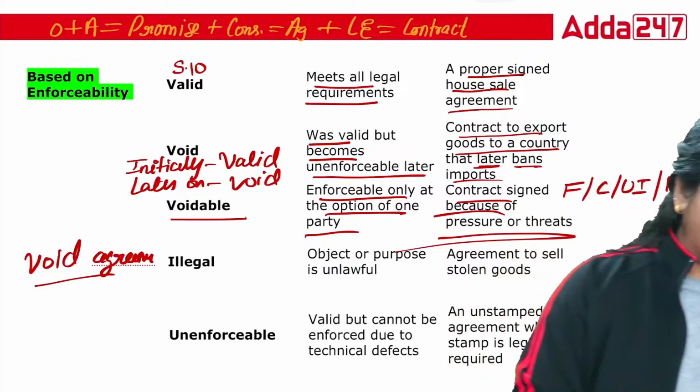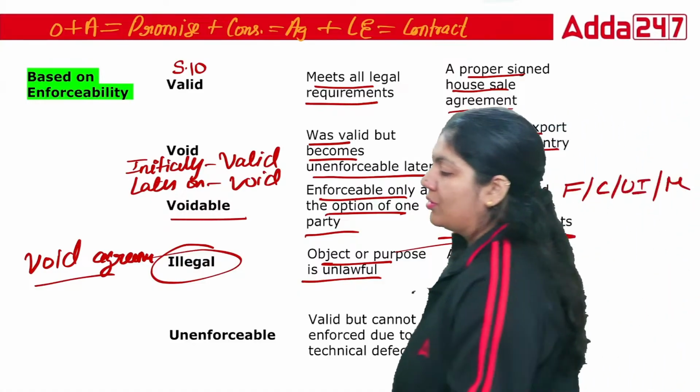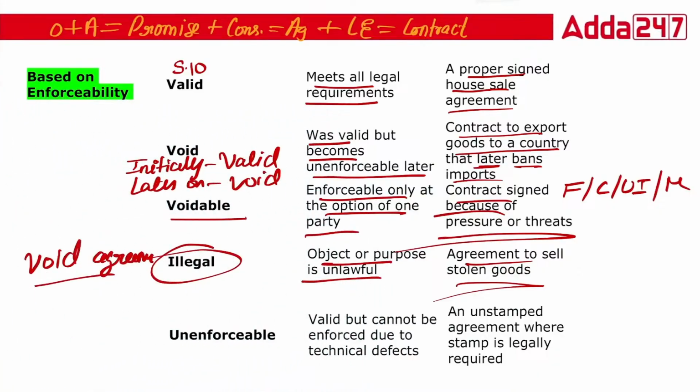Cool. What is illegal? The object and purpose of the contract is unlawful. An agreement to sell stolen goods is the best example of illegal. Illegal we can also say is prohibited by law. That is prohibited by law. That's it.